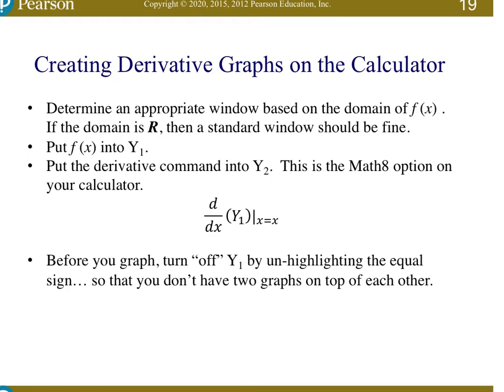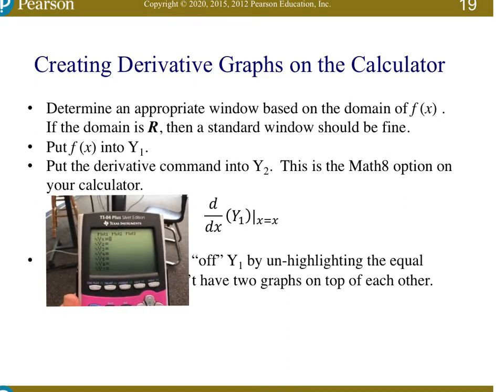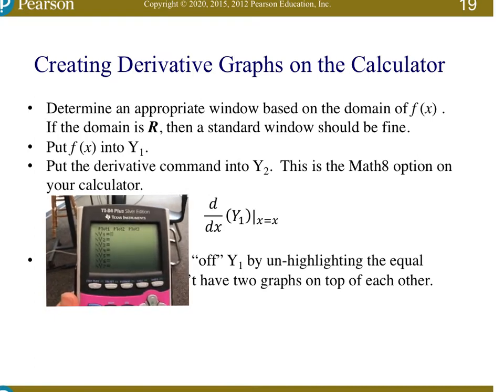You need to have a good window. So start with a standard window. So the window could be -10 to 10, both x and y, and that should be fine. All right, then you're going to put your function into y1. So you are going to start with your standard window, and then you're going to go to your y1 and you'll enter your function right there, whatever the function is, whatever you're given. So let's do an easy function and we'll just do x squared.